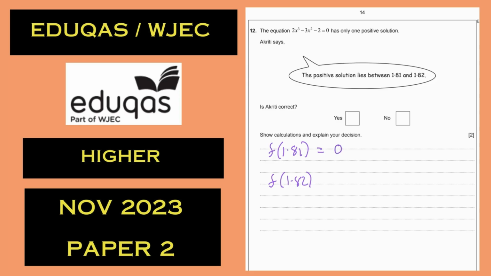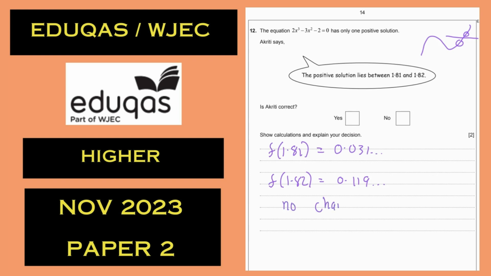You should get 0.031-ish and 0.119-ish. Now, if there was a solution between these points, it's a cubic, it's a continuous function. If you're crossing the axis before and after, you should get positive, negative, or negative, positive, otherwise known as a change of sign. We haven't here.